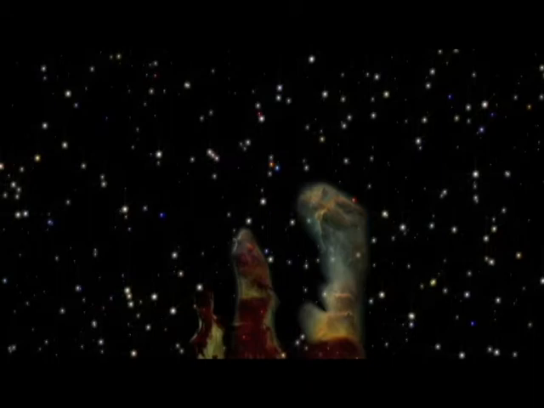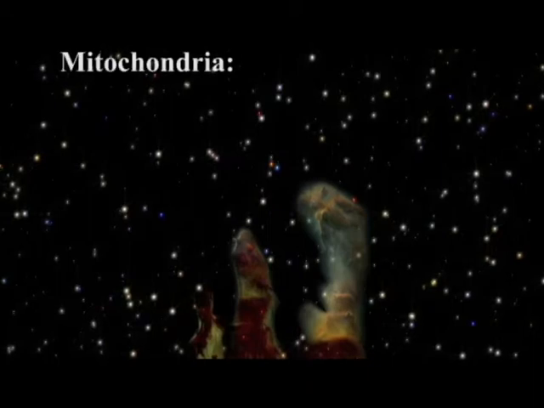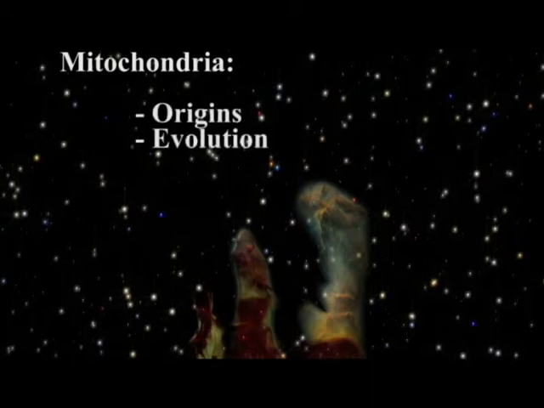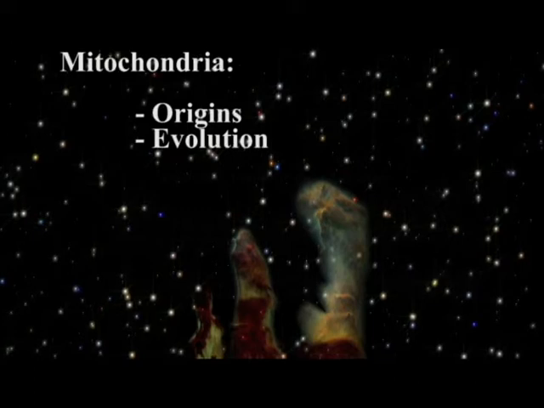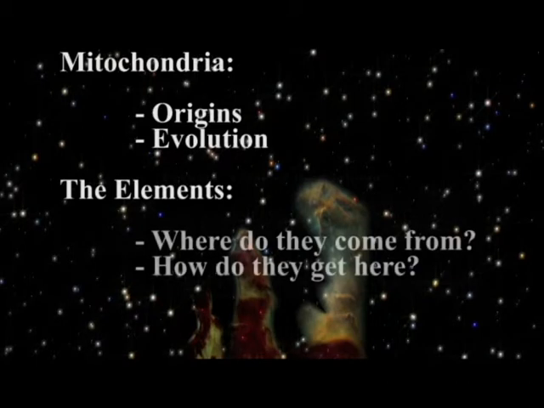Hello and welcome. Today we are going to take a closer look at the tiny power plants that provide us with the energy that makes our life possible. Mitochondria. We'll take a look at their origins and how they evolved to the point they are now. But first we have to take a peek at the building blocks of all things on Earth, living and otherwise. The elements. Where do they come from and how did they get here?